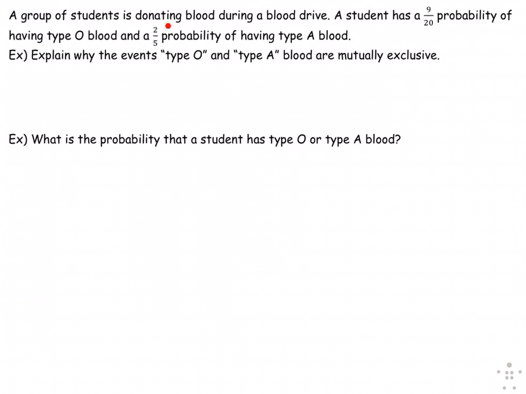A group of students is donating blood during a blood drive. A student has a 9/20th probability of having type O blood and a 2 out of 5 probability of having type A blood. Now, we need to realize why this problem context is for a mutually exclusive event. You cannot have two types of blood.